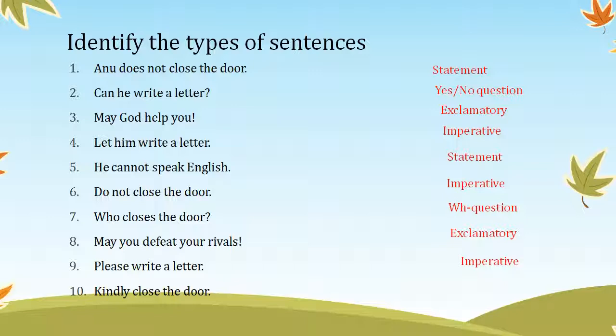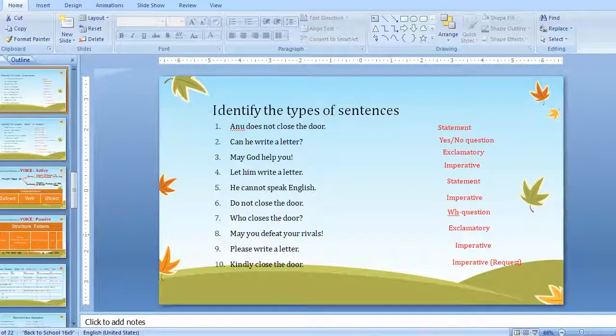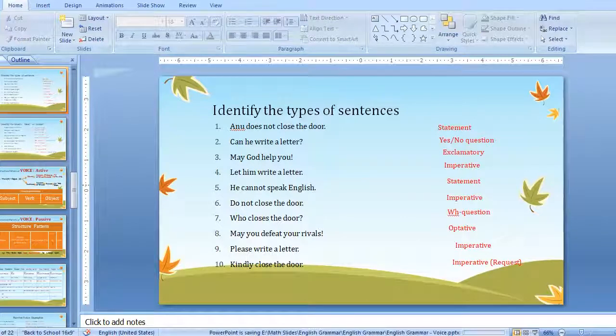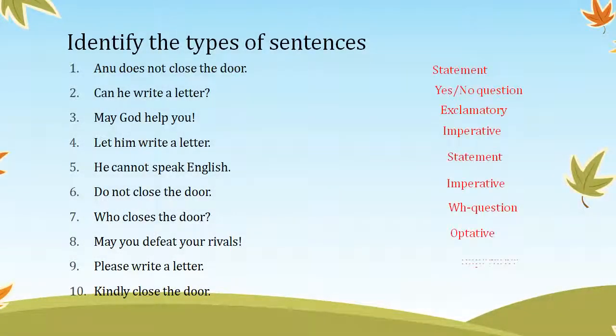So this one I would like to tell about. Okay, this one I want to see: "May you defeat your rivals." This is the what? Optative sentence. That is what I'm telling. Okay, so now imperative: "Please write a letter." Imperative sentence. "Kindly close the door." This is the what? Imperative. It is a request to you. So these are the types of the sentence.